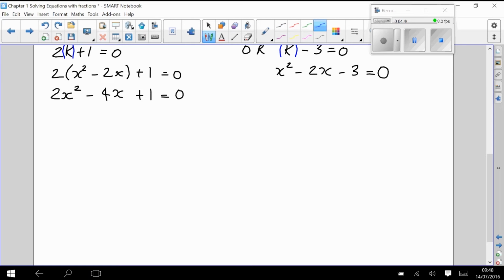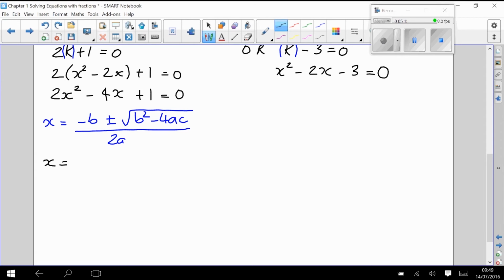You'll remember that the quadratic formula gives you your solutions straight away. Using the formula, which is minus b plus or minus the root of b squared minus 4ac all over 2a, and substituting your coefficients in correctly, you are in fact going to get two solutions. Your first solution in surd form is going to be 4 plus or minus the root of 8 all over 4. So your first solution is 4 plus the root of 8 all over 4. Your second solution is 4 minus the root of 8 all over 4.